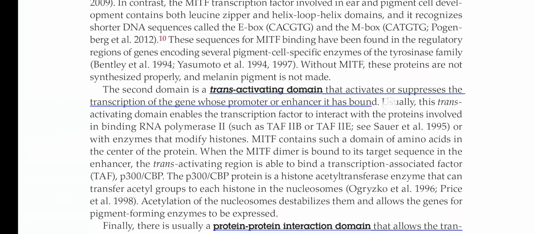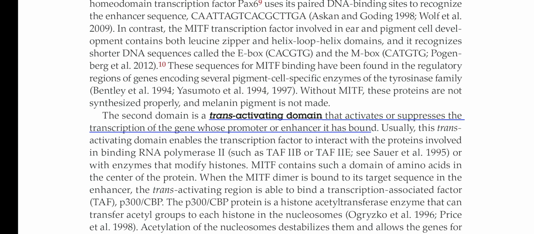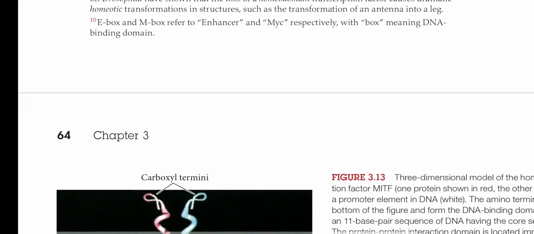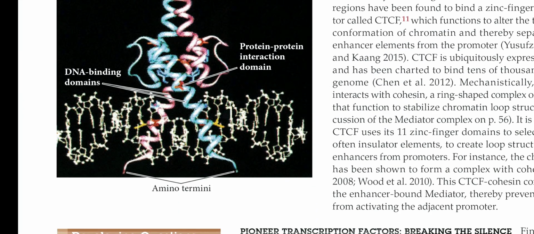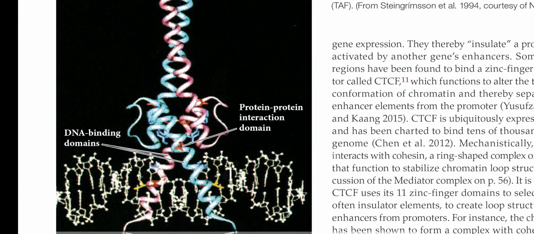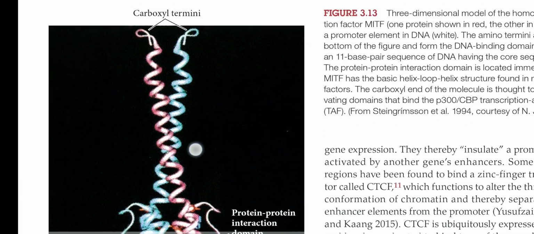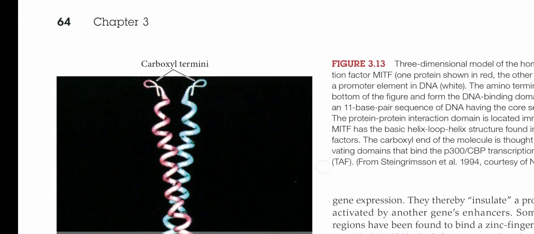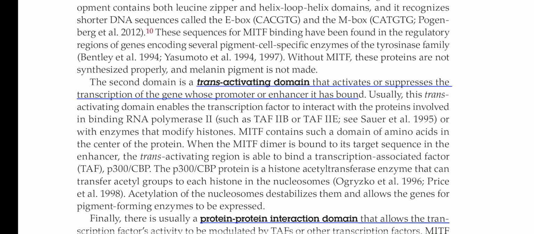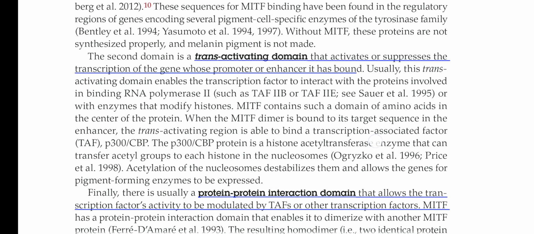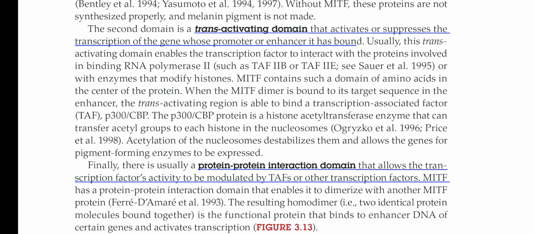The second one is your transactivating domain that activates or suppresses the transcription of the gene whose promoter and enhancer it is bound with. In this picture, this is your amino terminal, but not shown here. Thus, it activates or suppresses the transcription of a gene whose promoter enhancer it has bound to. For example, different intermediate transcription factors, where it has to bind, can be regulated by this transactivating domain.